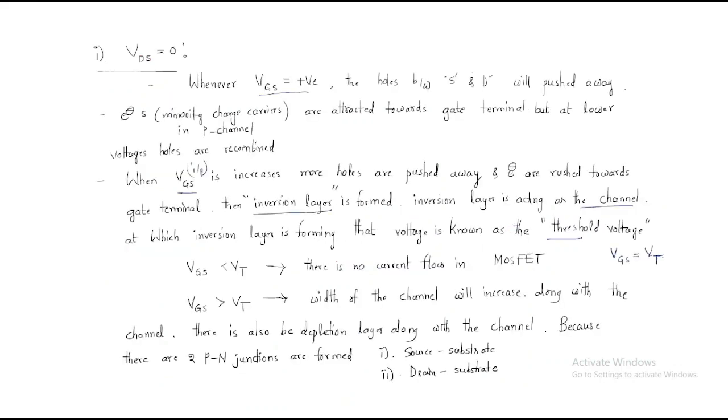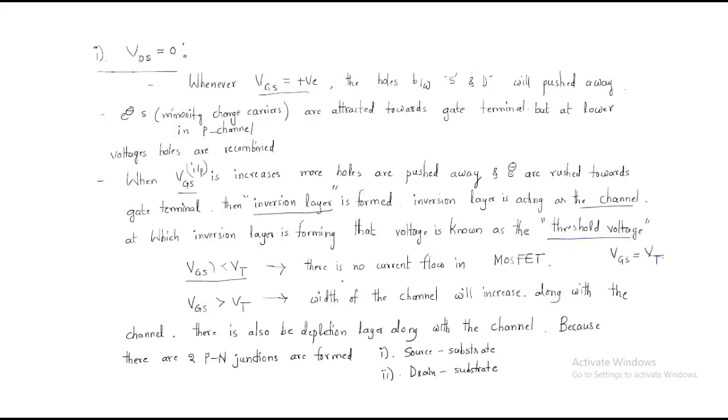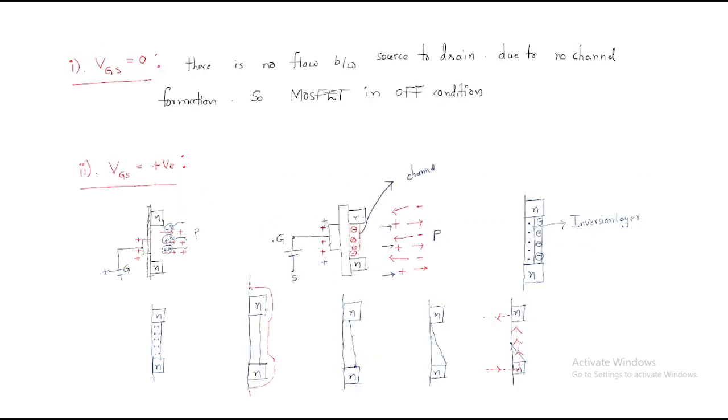Threshold voltage, right. Here we should write some statements. When VGS, the input voltage, is less than VT, the threshold voltage, there is no current flow in the MOSFET. Why? Because there is no channel. There is no channel actually. This is empty.